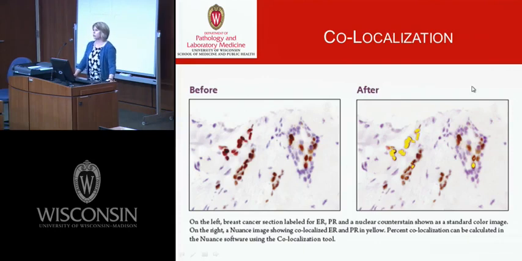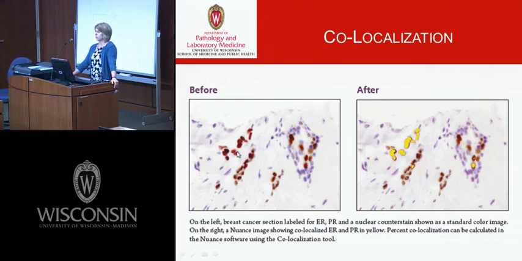So using Nuance software, one of the advantages is that it can do two things. It can help you separate or identify chromogens that visually look very similar and can highlight those for you. So if we look at the left image, this has been stained with a DAB and then a red marker as well. And visually, when you look at it, it's very difficult to discern which is the brown stain and which is the red stain.